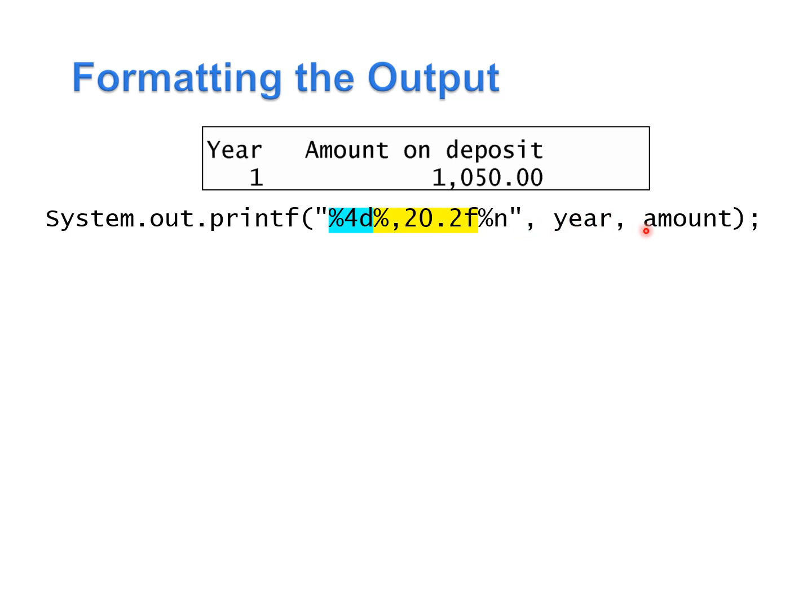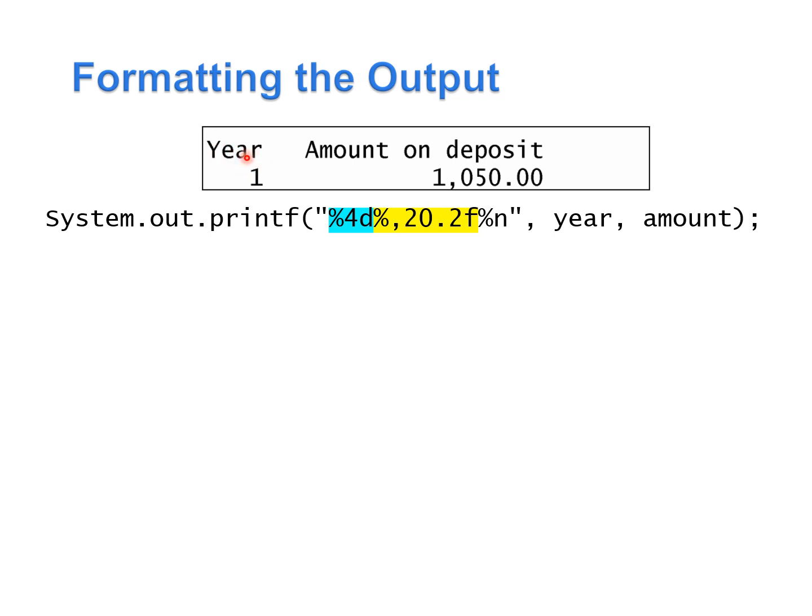iteration of the for loop, it uses the format specifier %4d to format the value of year. The letter d in this format specifier indicates the decimal integer type, and the number 4 indicates that the field width of the output is 4 characters. This is to match the space needed to print the header year, which consists of 4 characters.